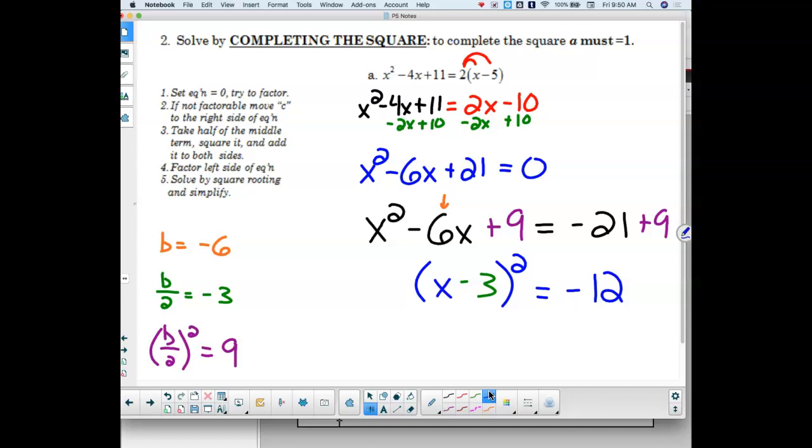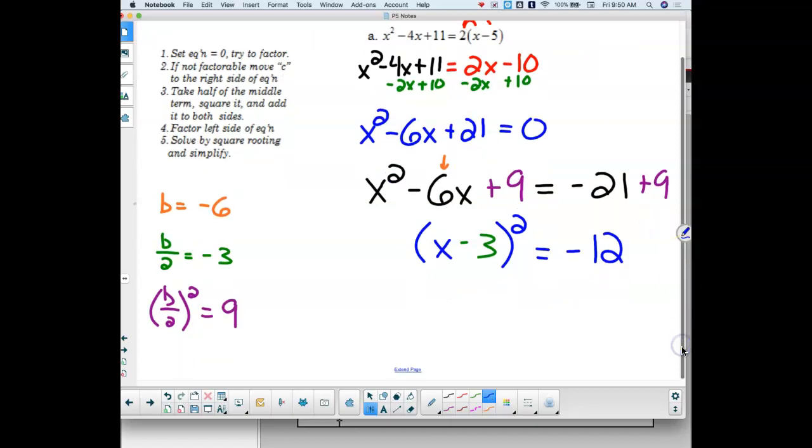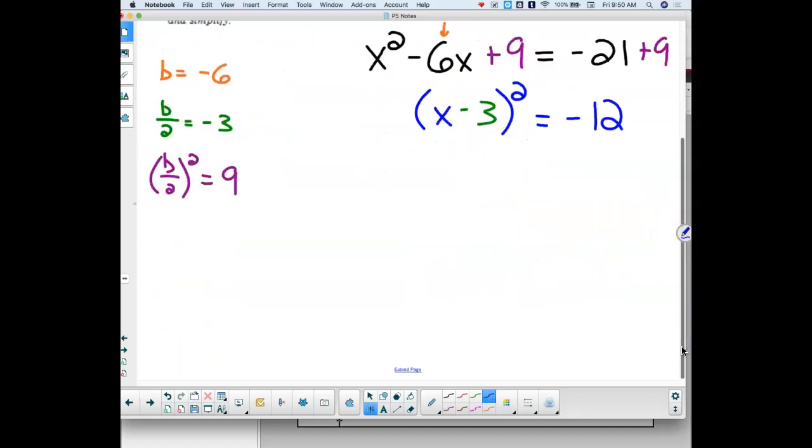What do we do? Want to solve it? What do we do? Square root both sides. Love it. We're going to square root both sides. Left side, what do I get? X minus 3. Love it. Right side, what do I get?